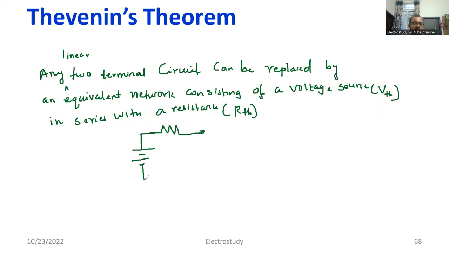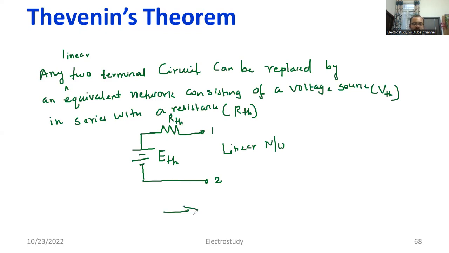Correct? So it's a two-terminal circuit, terminal 1, terminal 2. It is a linear network, right? We can call the source ETH or VTH. Both are fine. This is your RTH. This is basically called Thevenin's theorem.